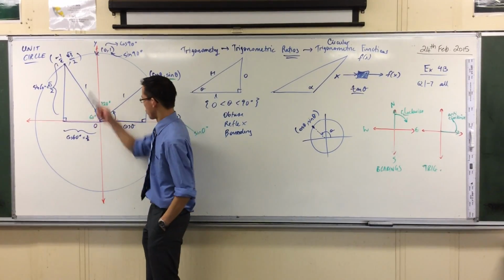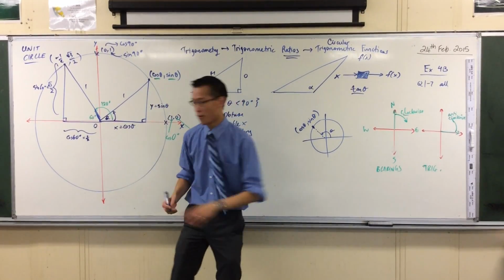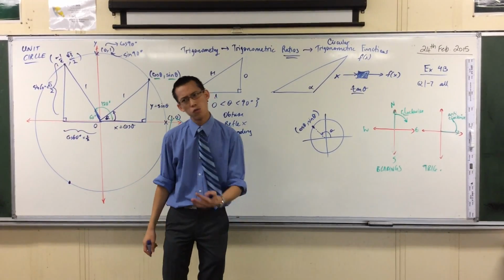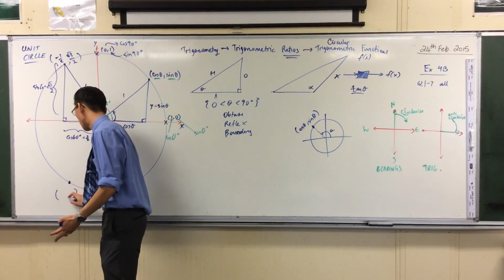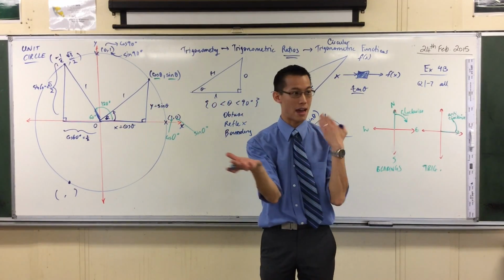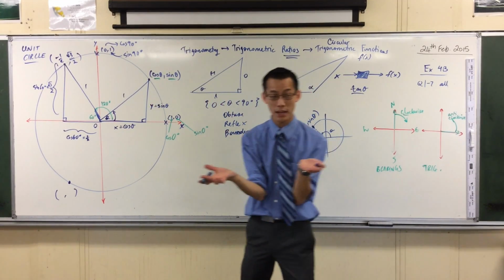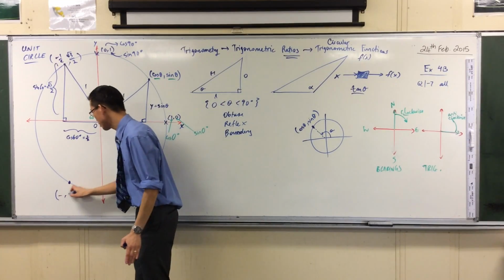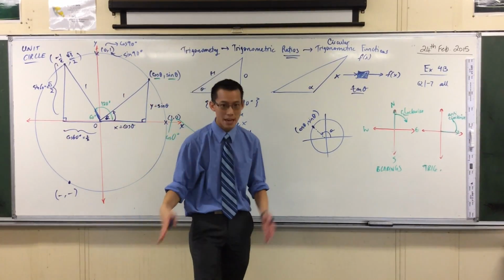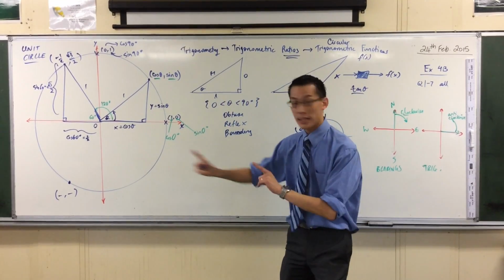Now, I'm not going to draw a triangle because my diagram's getting pretty busy, right? But if I were to pick out a point there, okay? Right away, you should be able to tell me the sign of the x-coordinate and the sign of the y-coordinate. They're both going to be negative, right? Because look, I'm negative x and I'm negative y. Does that make sense?